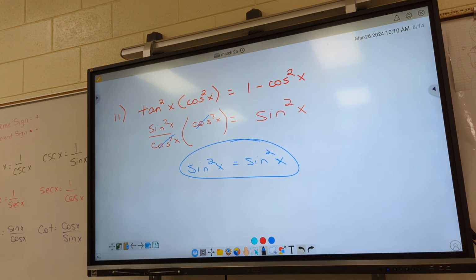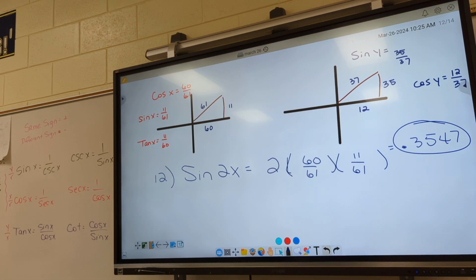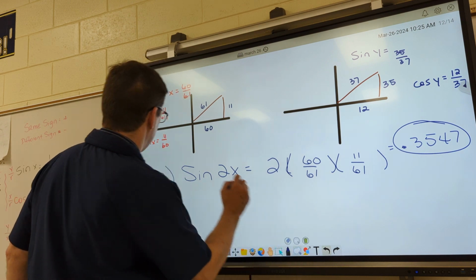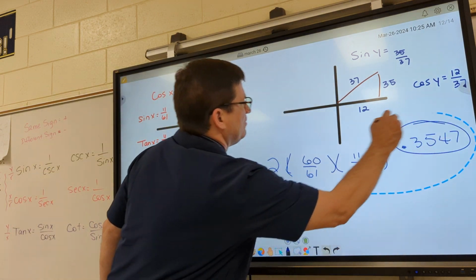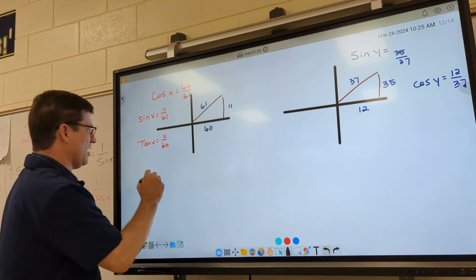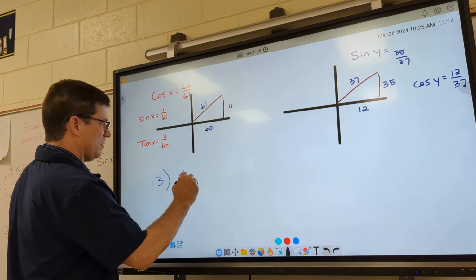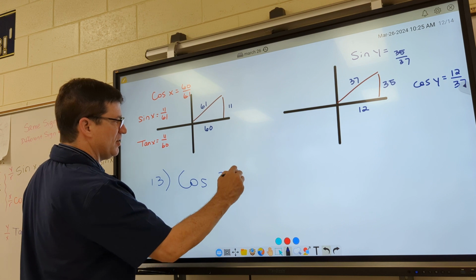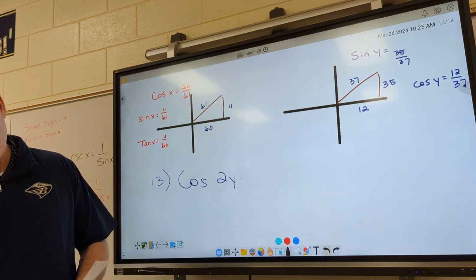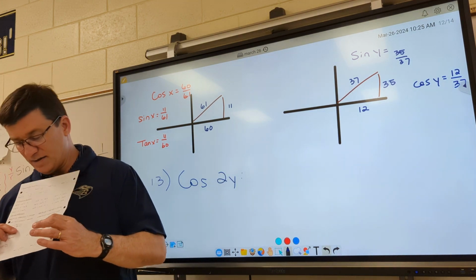Maybe not. 14 is probably easier than 12. Yep, y'all are going to have some questions on 13. All right, what's the problem asking on 13? Cosine of 2y. Okay, do we have anything close to that? No. Well, we've got cosine 2x.